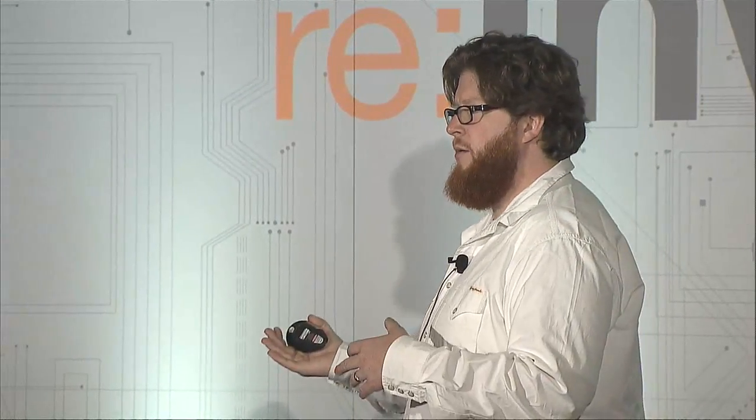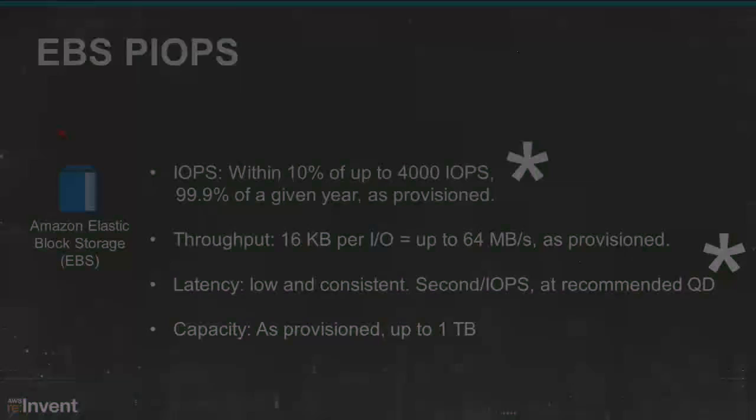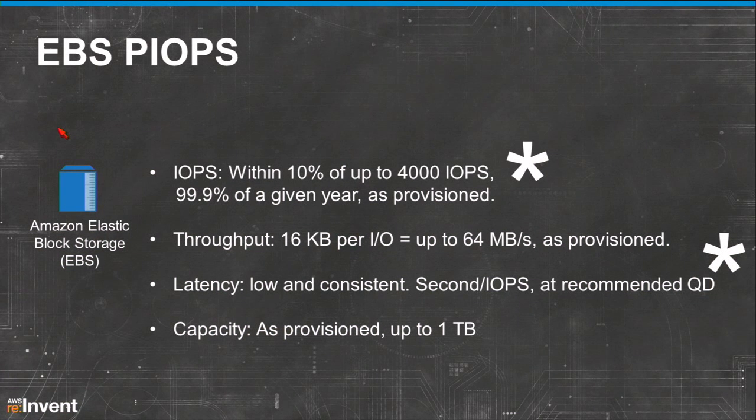Contrast that with provisioned IOPS. So with provisioned IOPS, you get within 10% of what you provision, up to 4,000 IOPS, 99.9% of a given year as provisioned. So that means for a couple of minutes out of the year, you might see it go down below 3,600 or so. If it goes to 3,400 or something, that's a ticket you file to us and say, this one's messed up, you guys are doing a bad job.